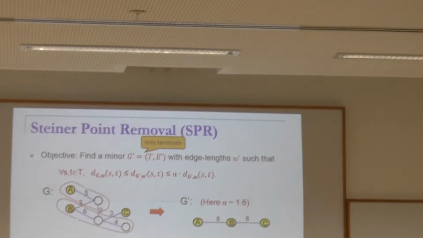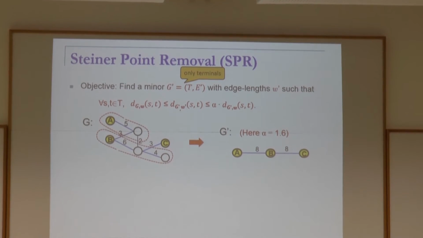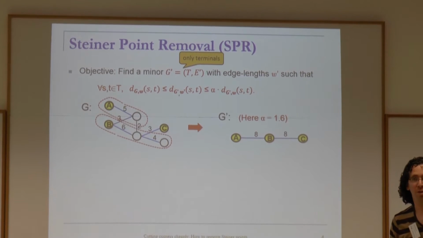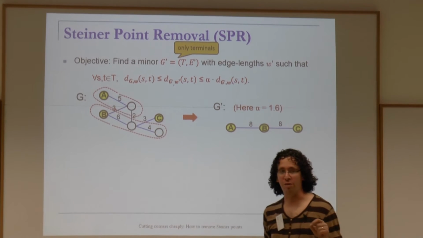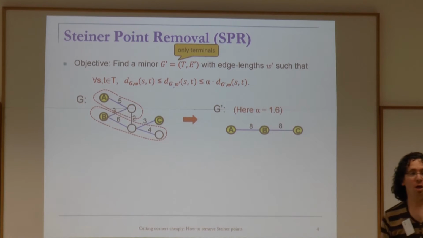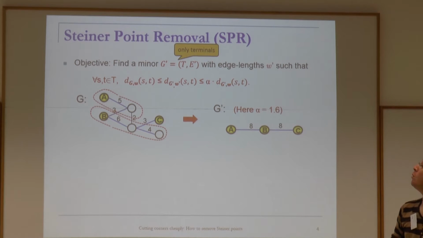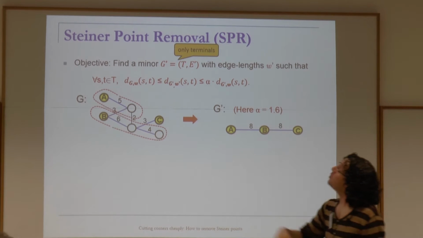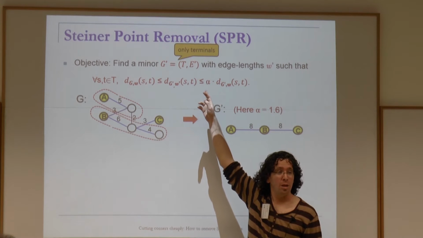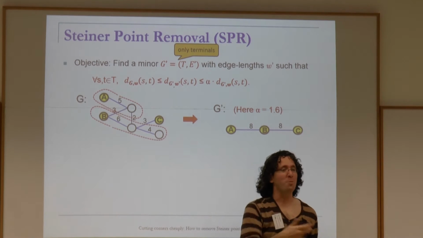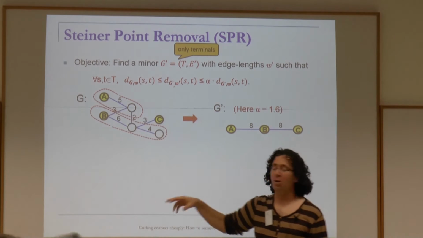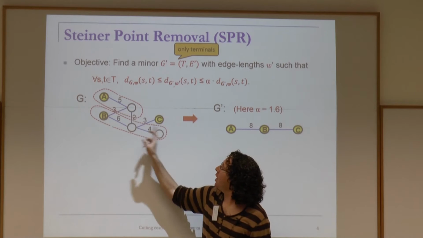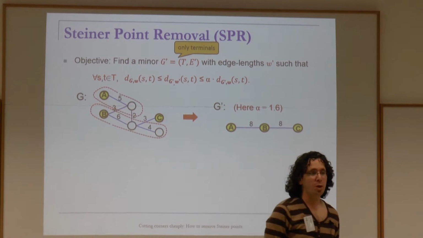So if this is G, I should get back to the minor thing. We want G prime to be a minor of the original graph, which means it is constructed from the original graph by contraction of edges. So why not take the original graph? We want the new graph to be spanned only on the terminals. This is the removing Steiner points part of the title. We have terminals, which are colored yellow throughout the talk, and we have these Steiner nodes which we want to get rid of.